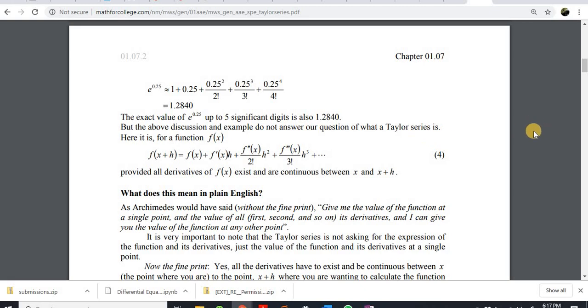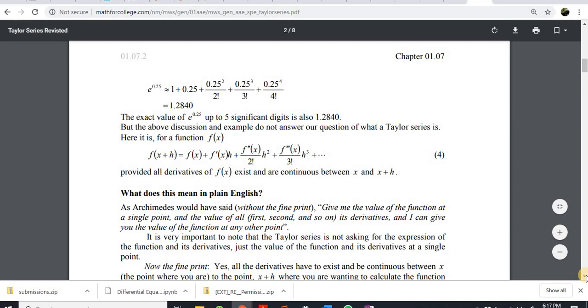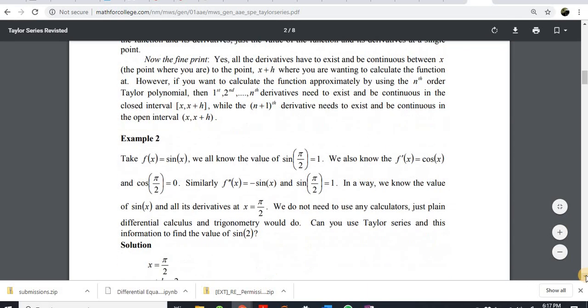What's his name? Dr. Baum, I forget his name, who did the textbook and the videos. He talks about the fine print between x and h. It must be continuous. Yes. Right. So go through here.